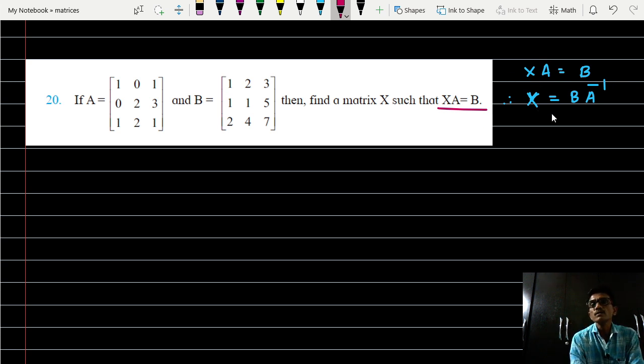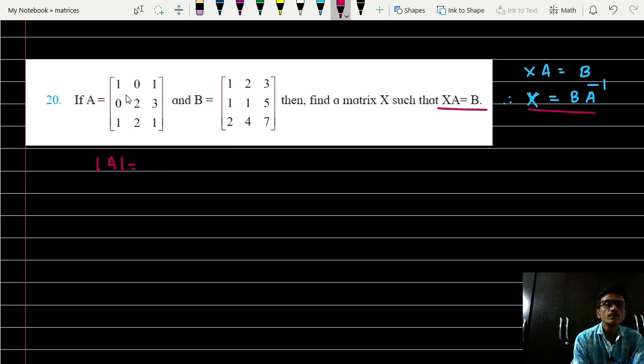तो इस इक्वेशन को हम पोस्ट मल्टीप्लाइंग बाय ए इनवर्स. तो ये a और ये a इनवर्स बिकम आइडेंटिटी एंड वी विल बी गेटिंग हियर x इज इक्वल टू b इनटू a इनवर्स. सो लेट्स फाइंड a इनवर्स फर्स्ट. बाय adjoint method we will find A inverse.